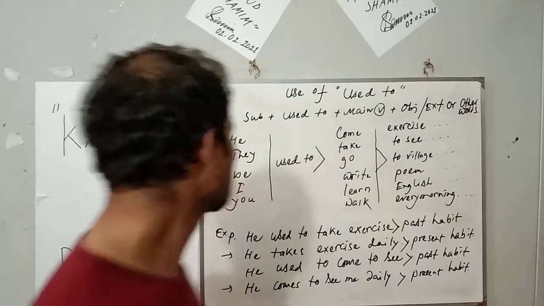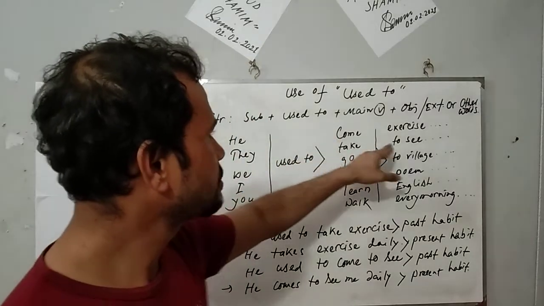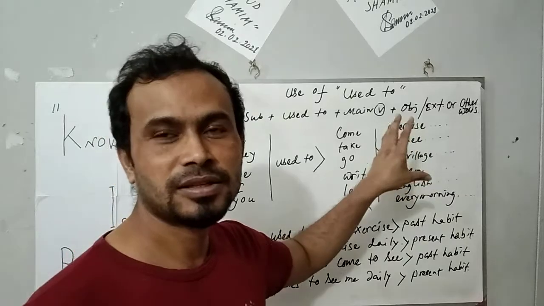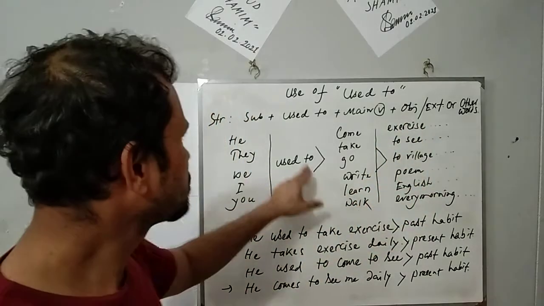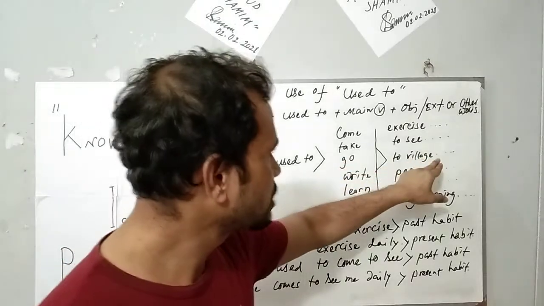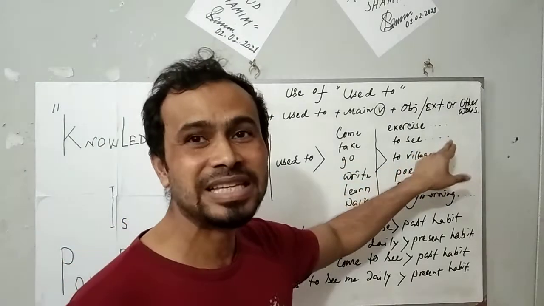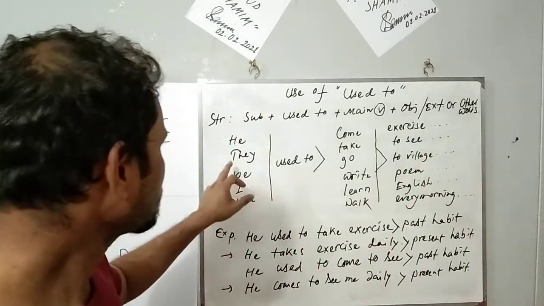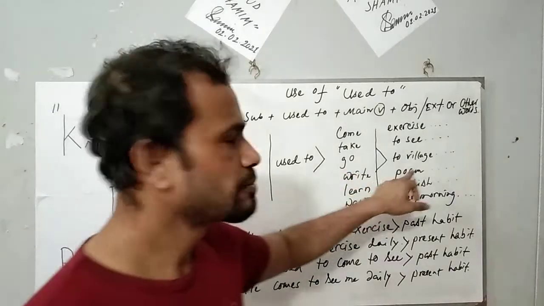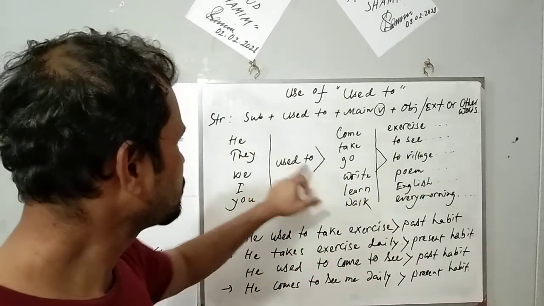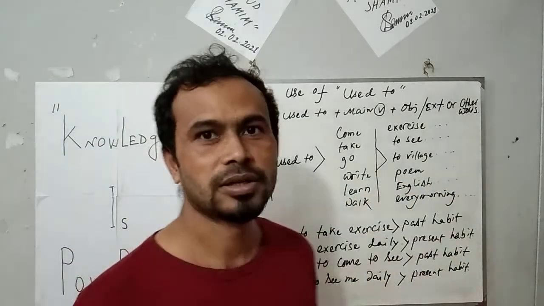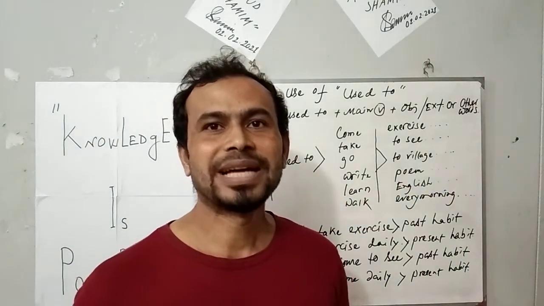Let's look. He used to come to see me. This sentence is past habit. He used to take exercise. He used to go to village to see his relatives. He used to write poem. He used to learn English. He used to walk every morning. These sentences are past habit.